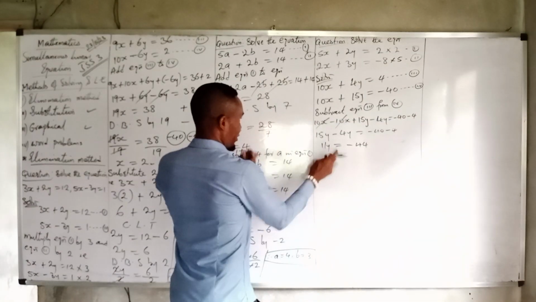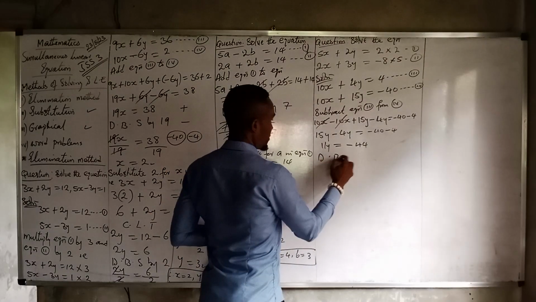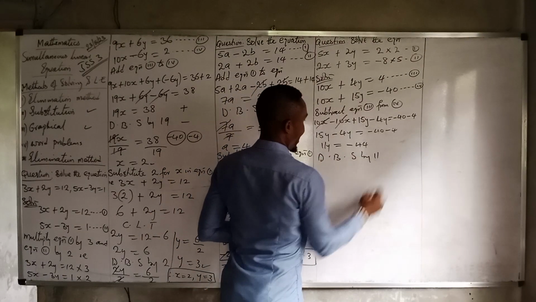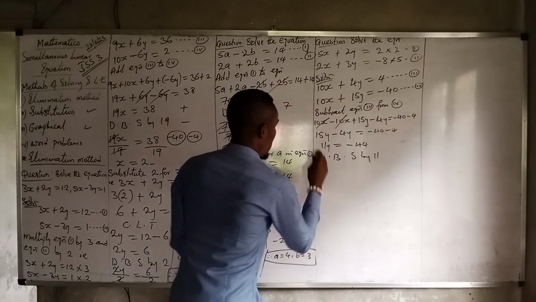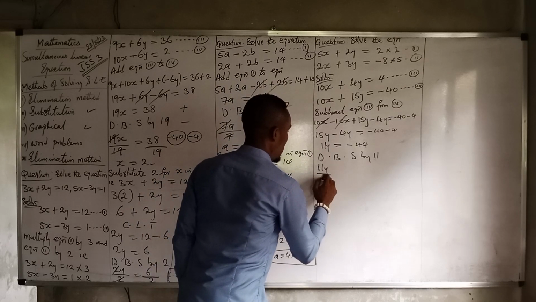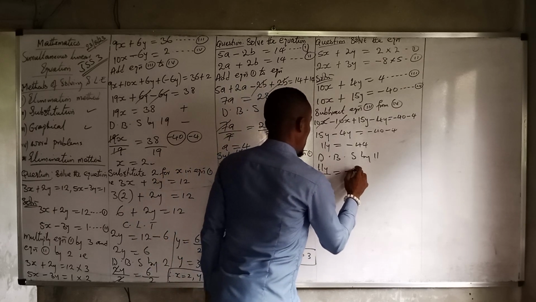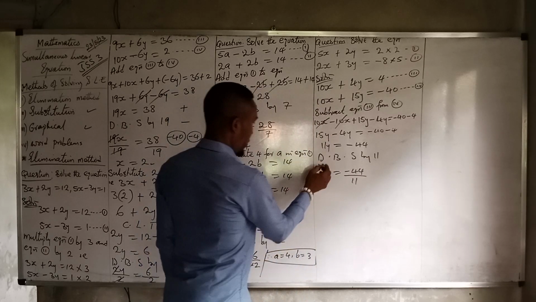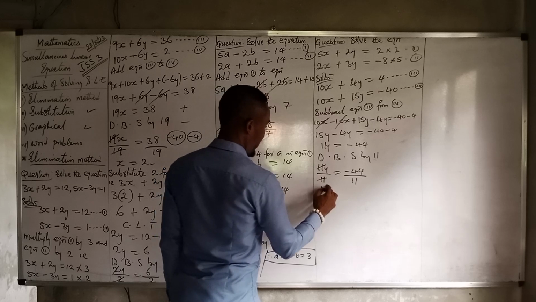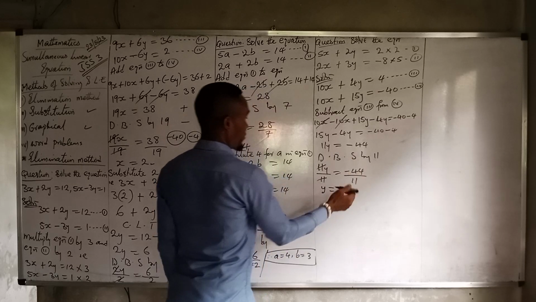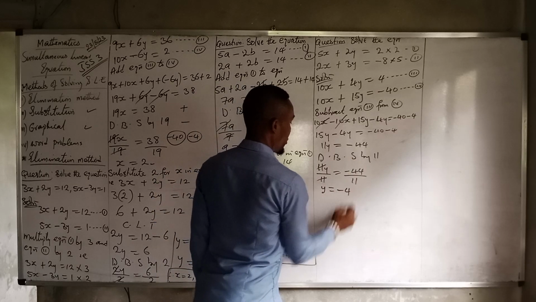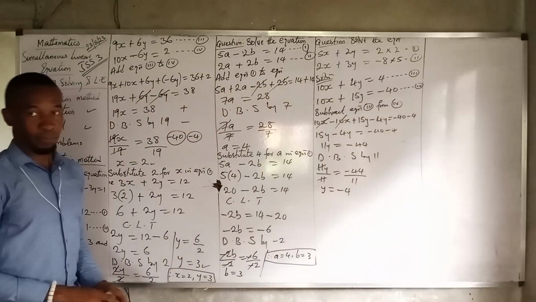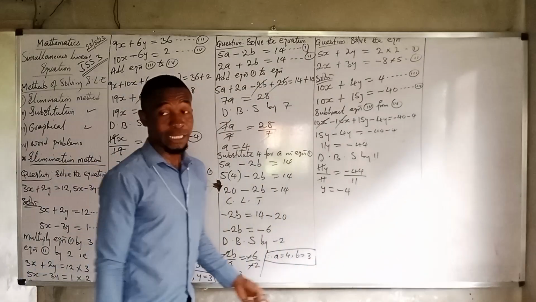So what should I do here? Divide by 11. I have 11y all over 11 equals minus 44 all over 11. So 11 cancels 11, and I have y equals minus 44 divided by 11, which is minus 4. Interesting. You understand that?